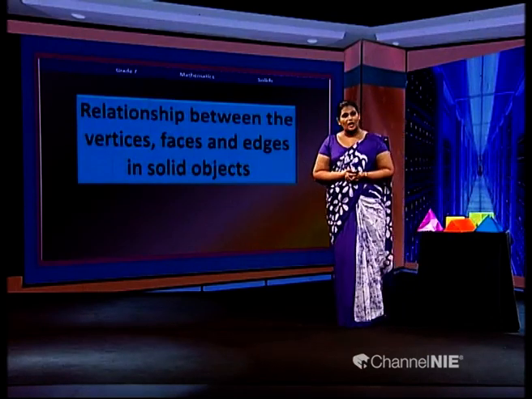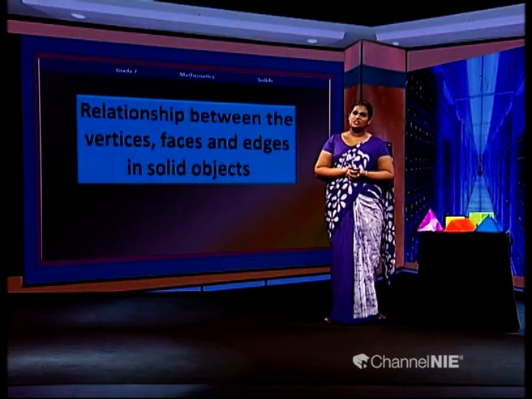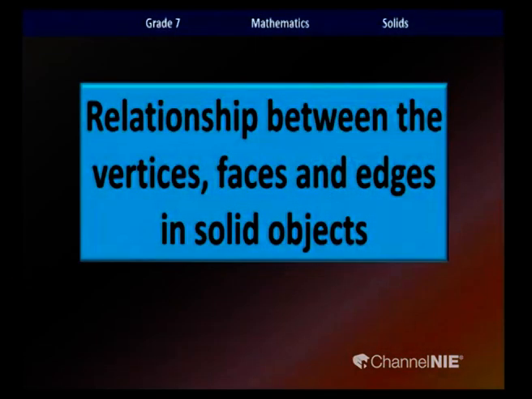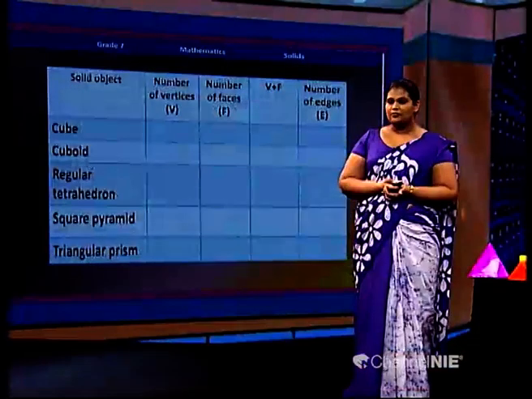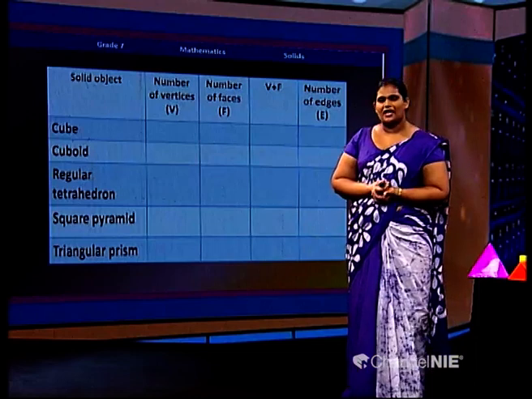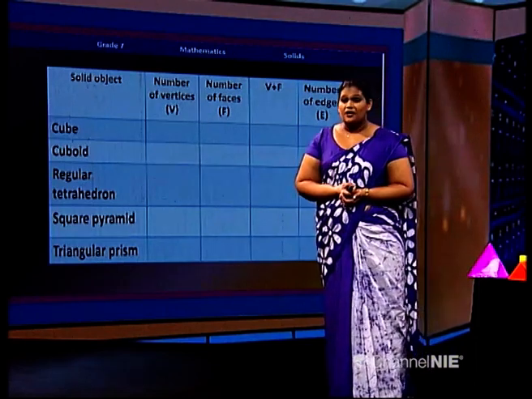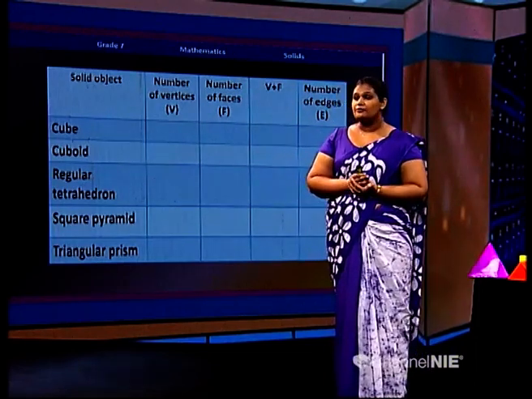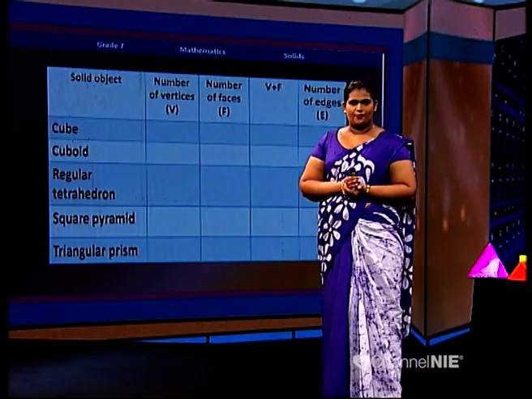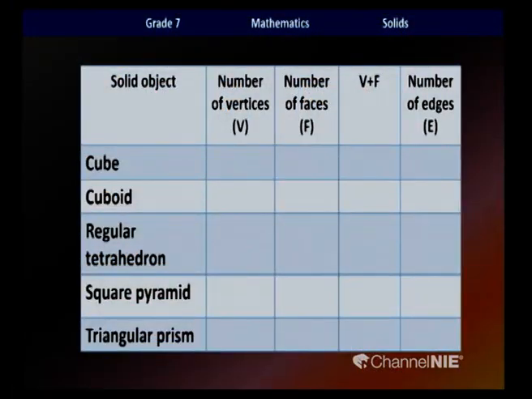Right. Now, we are going to talk about the relationship between the vertices, faces and edges in solid objects. Here, we are going to do a small activity. We have come across 5 solids by now. So, we are going to list down the number of vertices, faces and edges of these 5 solids. Shall we take one by one?